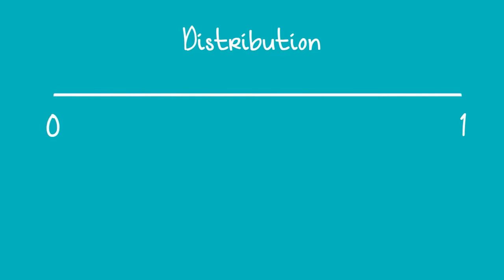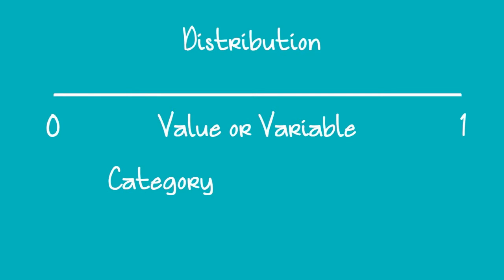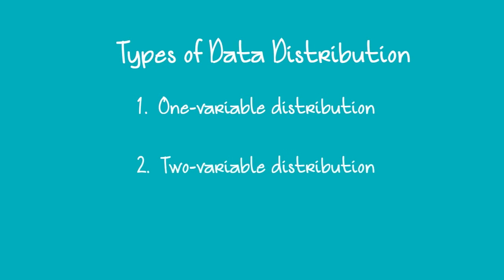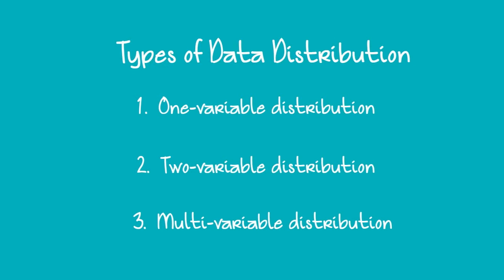In probability, distribution is the value or variable between 0 and 1 that describes the chance of something happening. That value or variable can be a single category or collection of data that can be used for research. There are 3 types of data distributions: one variable distribution, 2 variable distribution, and multivariable distribution.